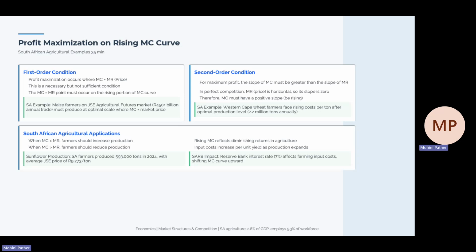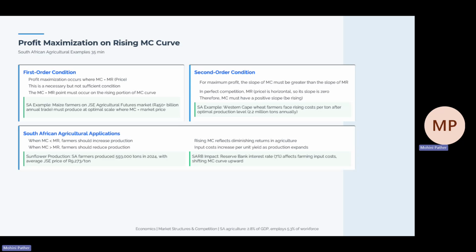Profit maximization on a rising marginal cost curve. Here we have two conditions. The first is that profit maximization occurs when marginal cost equals marginal revenue. This is necessary, but it is not a sufficient condition. It can and must occur on the rising portion of the marginal cost curve. That means we must produce at an optimal scale where your marginal cost equals the market price.